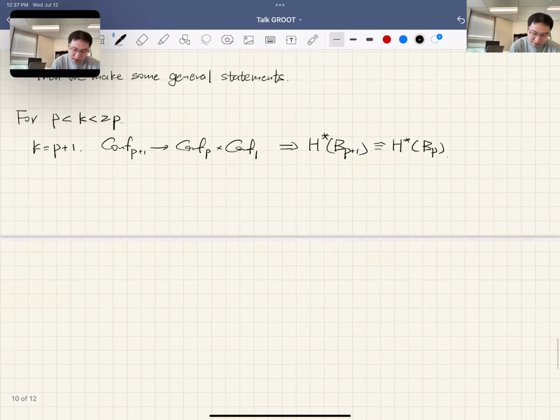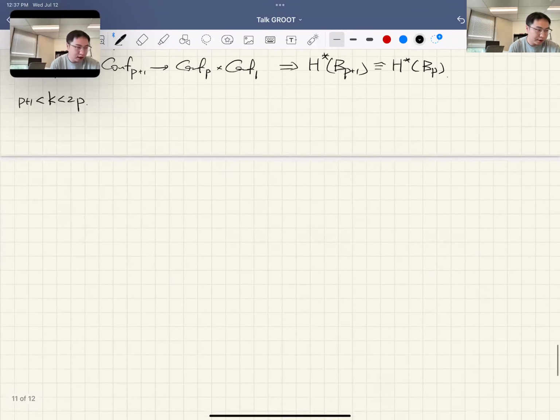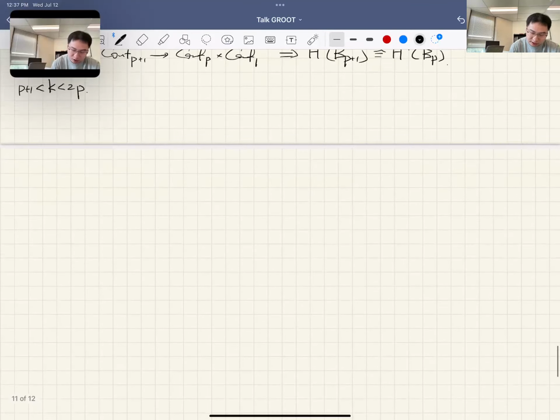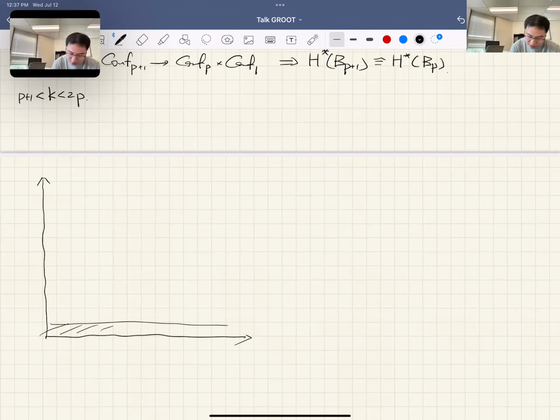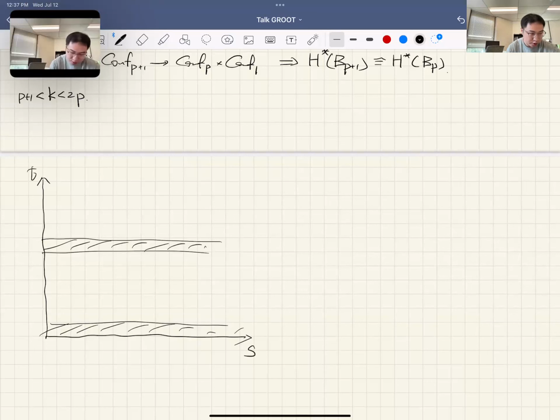Okay, and for k greater than p plus 1 and less than 2p, we can draw the E2 page of the spectral sequence. So let me draw the spectral sequence for the E2 page. If n is odd, we have two non-vanishing rows as in the old case. Those two rows correspond to m sub p 1 1.